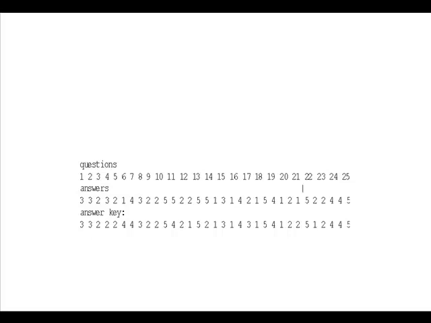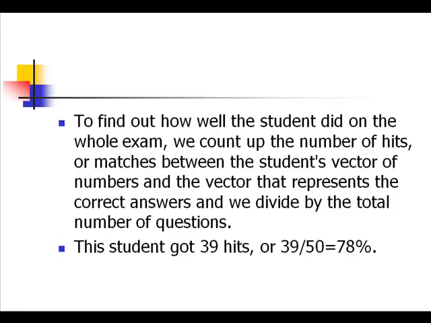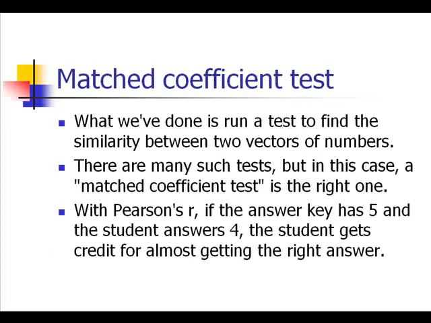Okay, so we add them all up. We take the number the student gets right, we divide by the number of total possibilities, and we get a percentage. In this particular case, the student got 39 hits, or 39 out of 50 questions, which is 78%. Now, what we've done is to run a test to find the similarity between 2 vectors of numbers. In this case, it's called the matched coefficients test.